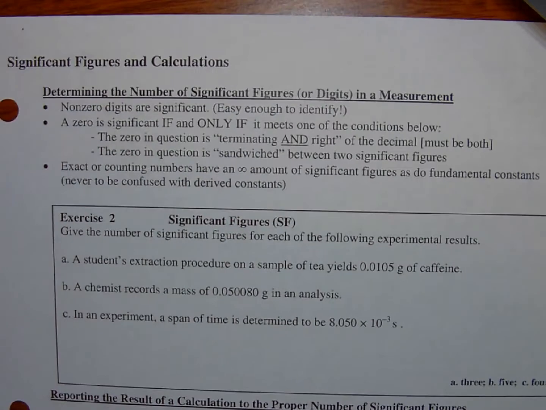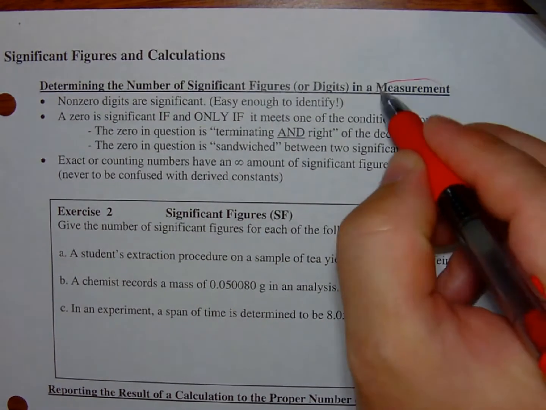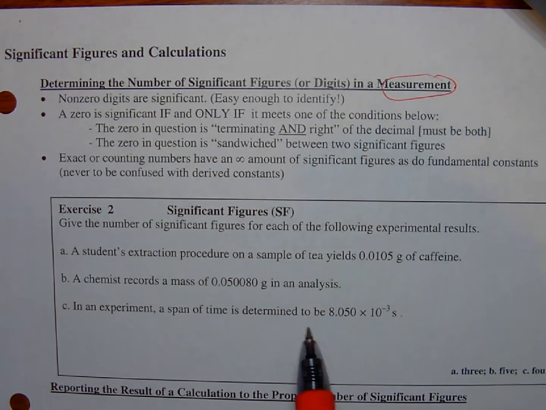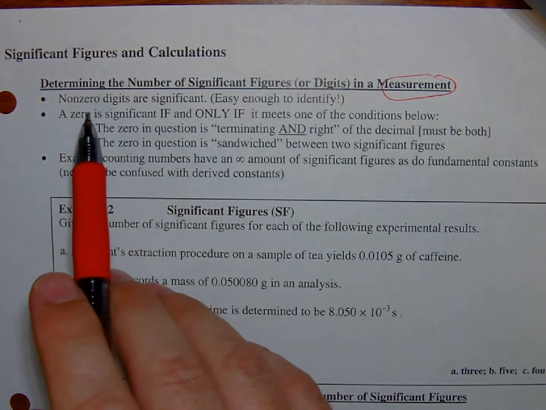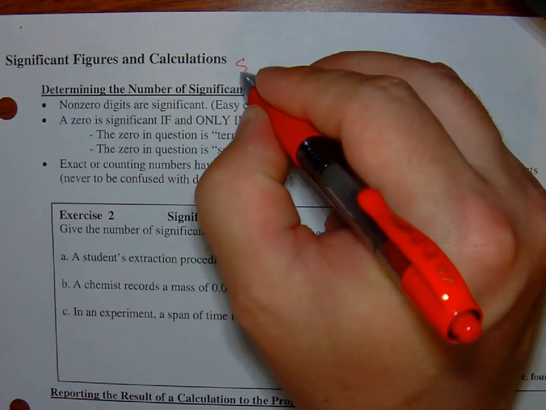Moving on to significant figures and calculations. Determining the number of significant figures, also known as significant digits, in a measurement. Now notice, we are going to be doing these in a measurement, and I'll try to distinguish between measurements and the other thing here in a moment, but we'll start with determining the number of significant figures. Sometimes we'll say sig figs.